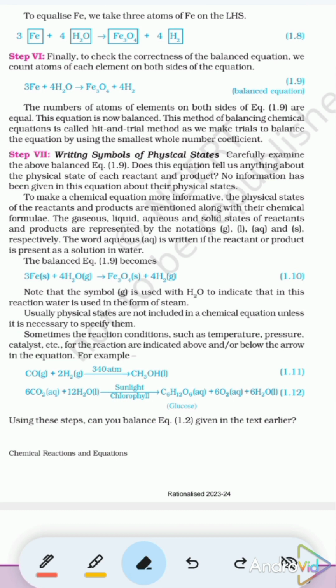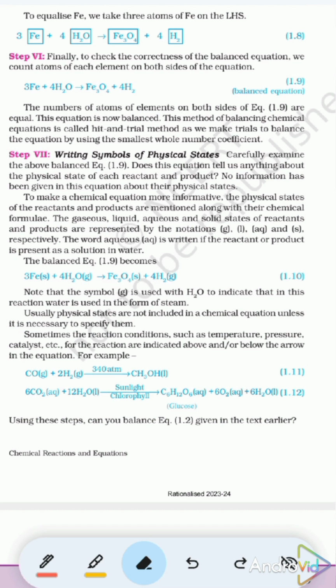Now step 7 is writing symbols of physical states. To make a chemical equation more informative, the physical states of the reactants and products are mentioned along with their chemical formulae, that is whether they are gaseous, liquid, aqueous or solid. They are represented by the notation g, l, aq for aqueous and s for solid respectively. The word aqueous, aq, is written if the reactant or product is present as a solution in water.